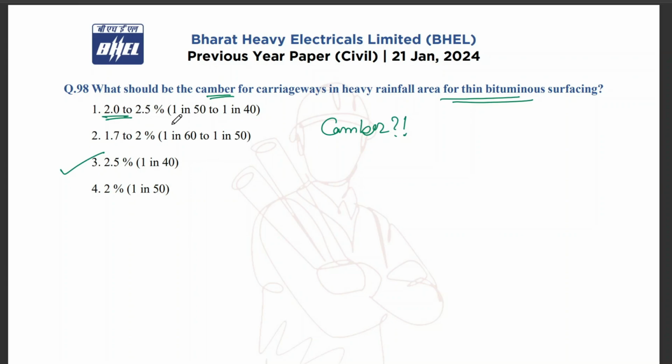2.0 to 2.5%. This percentage is suitable for moderate rainfall areas. 1.7 to 2%. This is too flat for heavy rainfall and may lead to water stagnation. The fourth one is 2%. It is best for normal rainfall but insufficient for heavy rainfall conditions.